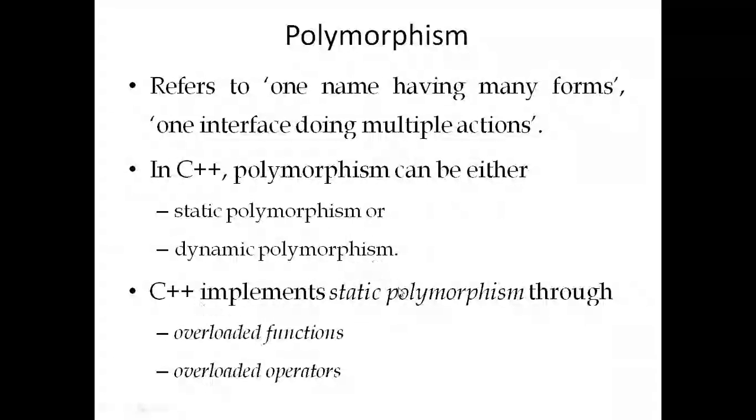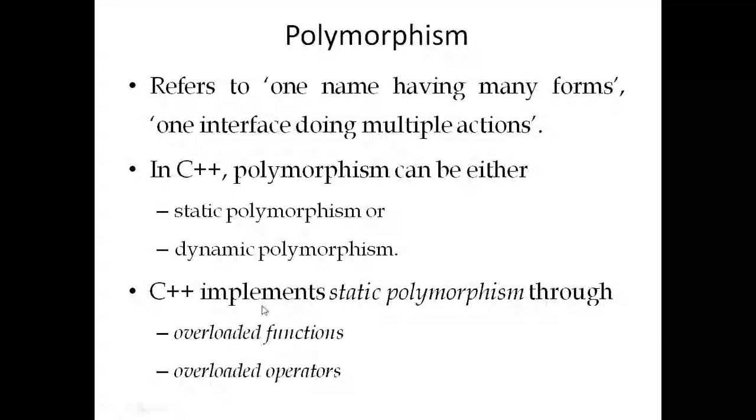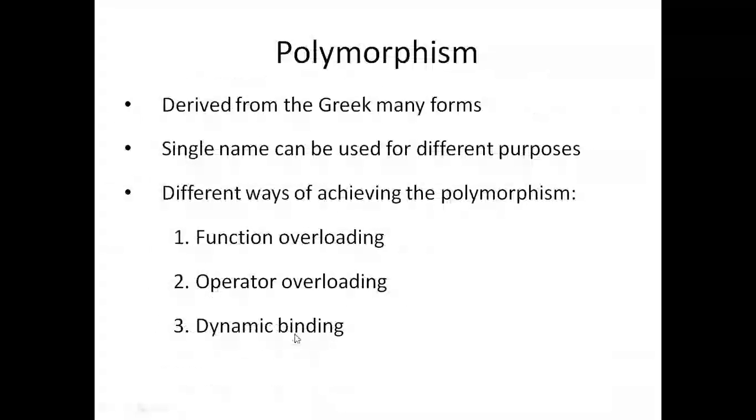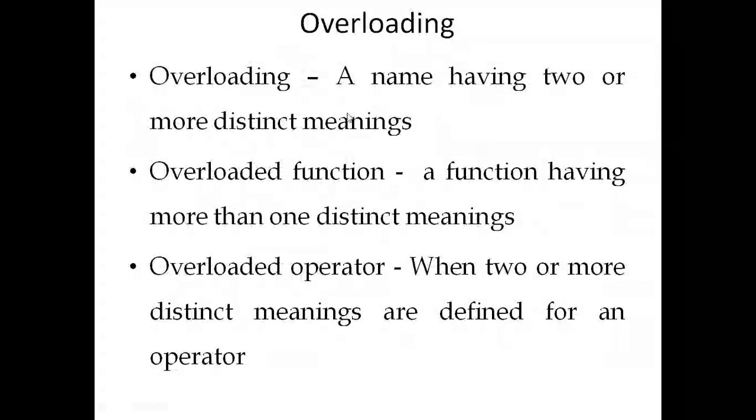And static polymorphism is implemented in C++ in two ways. One is by overloading the functions and the other one is by overloading the operators, right? So in this session we are going to discuss overloading functions, right? Polymorphism is derived from the Greek word poly, which means many forms, right? And the point is, a single name can be used for different purposes, right? This is what I already said: function overloading, operator overloading, and dynamic binding are the three ways by which C++ supports polymorphism, right?